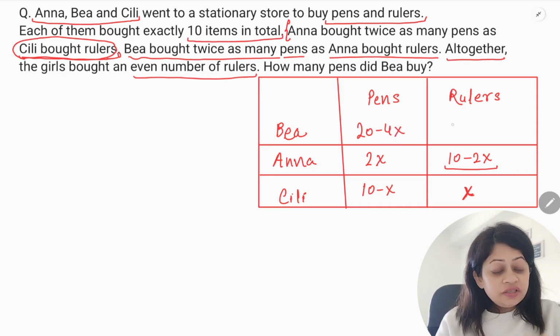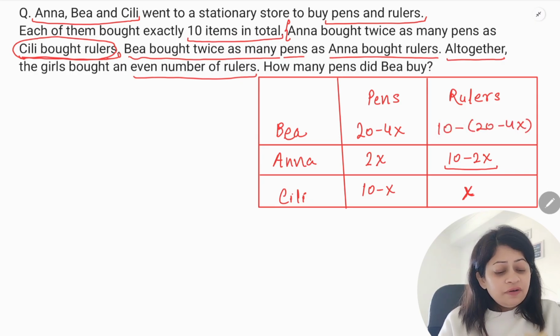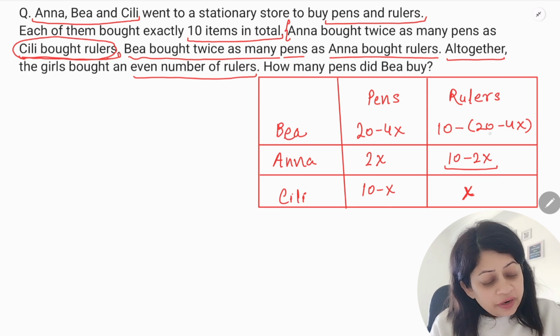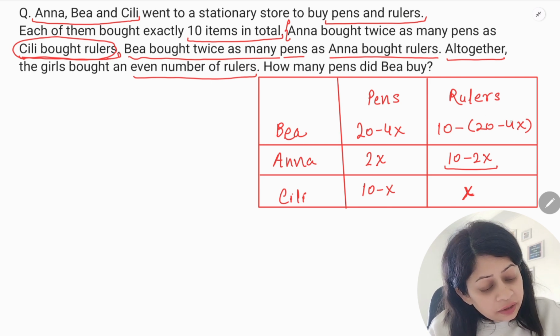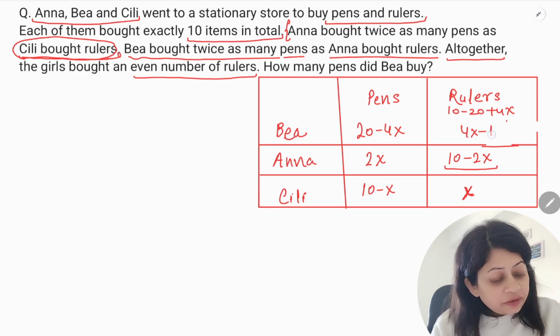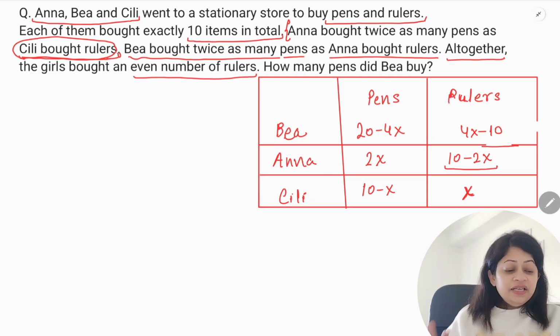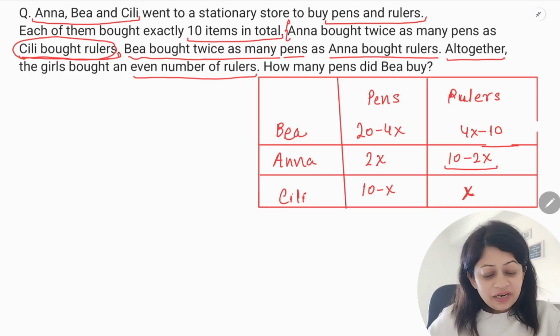How many rulers did she buy? Tell me. 10 minus (20 minus 4x). Right? Whatever we have for pens, we just subtract it from 10. If you solve it, you will get 10 minus 20 plus 4x, which would become 4x minus 10, right? So the rulers of Bia are 4x minus 10. This is the information we have till now.